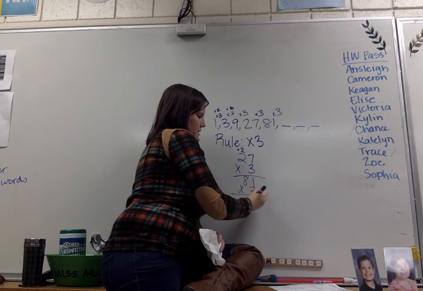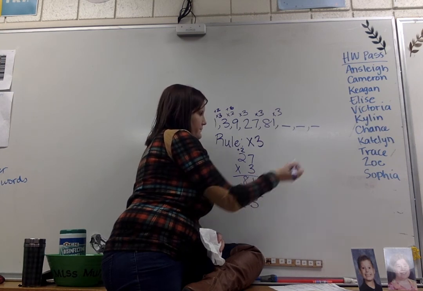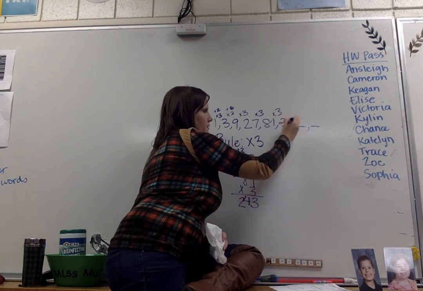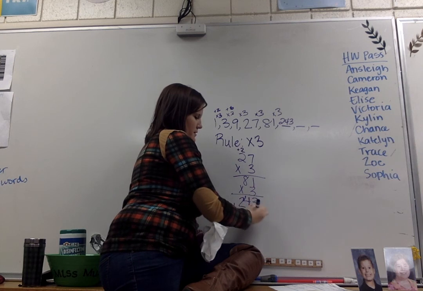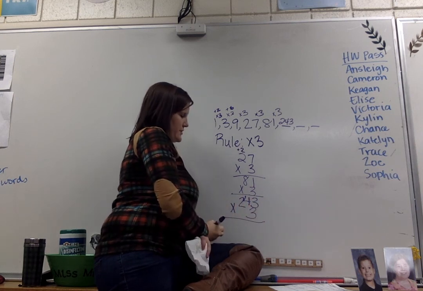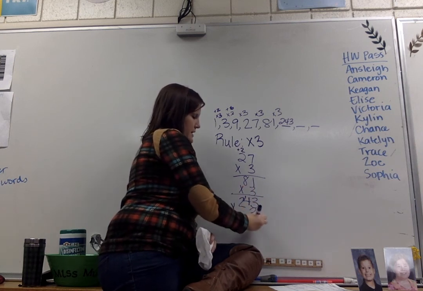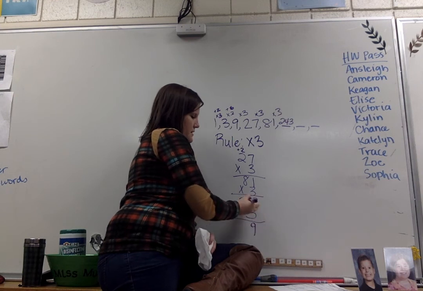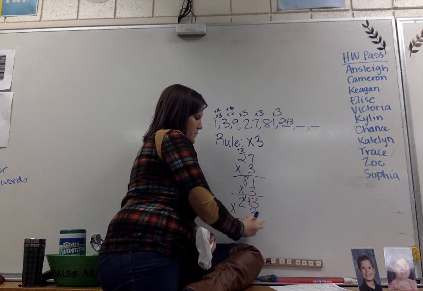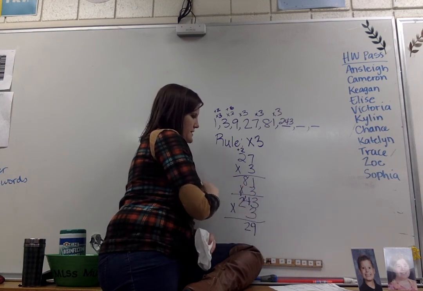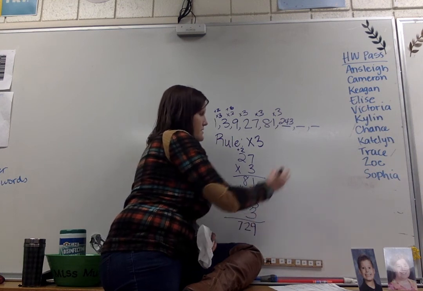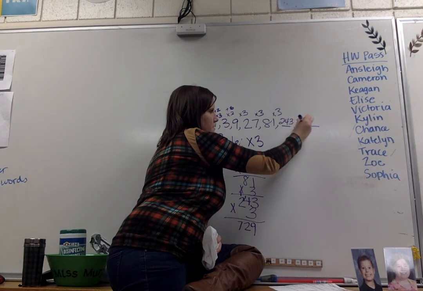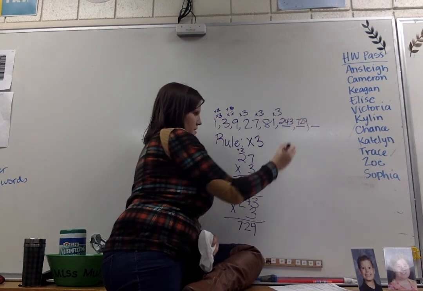1 times 3 equals 3. 8 times 3 equals 24. 243. 2 more to go. Times 3. 3 times 3 equals a product of 9. 4 times 3 equals a product of 12. 2 goes in the tens. 1 goes in the hundreds. 2 times 3 equals 6 plus 1 equals 7. So that equals 729. Out of room.